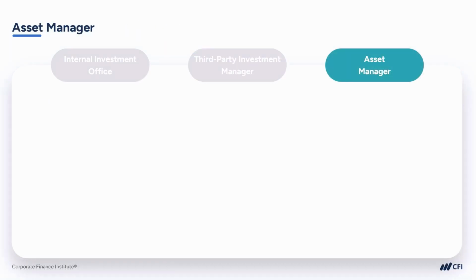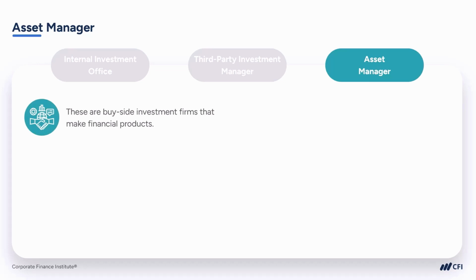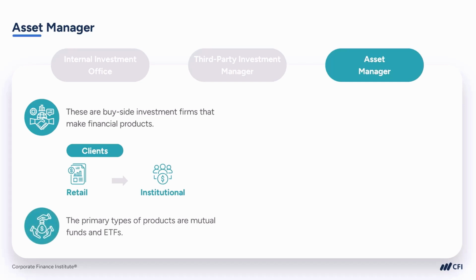The final option I want to cover today is using asset managers to help you build a model. As you already know, asset managers are buy-side investment firms that manufacture financial products for a wide variety of clients, from retail all the way to institutional investors. As an advisor, the primary types of products that you'll be using from asset management firms are mutual funds and ETFs. The largest asset managers in the world are almost household names like BlackRock, Vanguard, and Fidelity Investments.